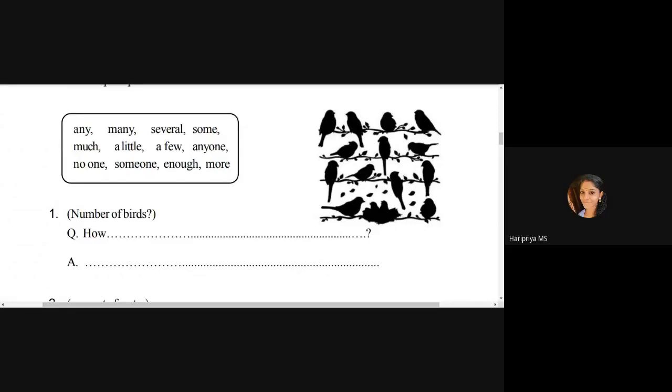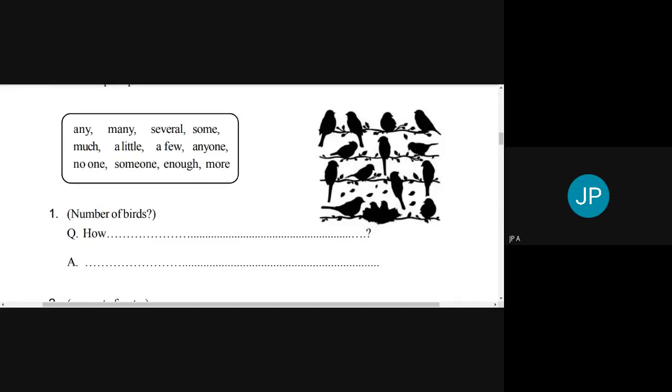Yes, ഈ വേർഡ്സ് ഒക്കെ വേർഡ്സിനെ പറയുന്ന പേരെന്താണ്? They are called determinants. Okay. Determinants. Yes, Haripriya. So these are all determinants. So the articles that we discussed in the previous session, they also come under the category of determinants. So articles and determinants are... So they are all determinants.